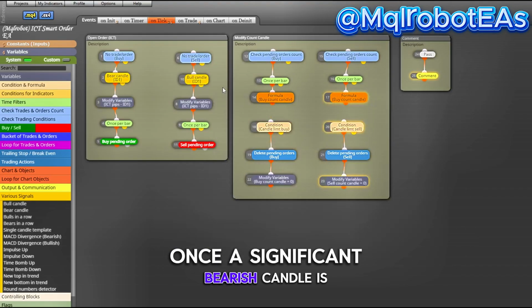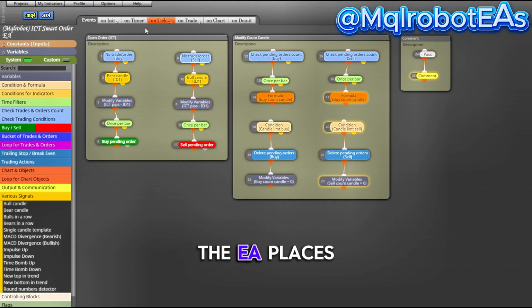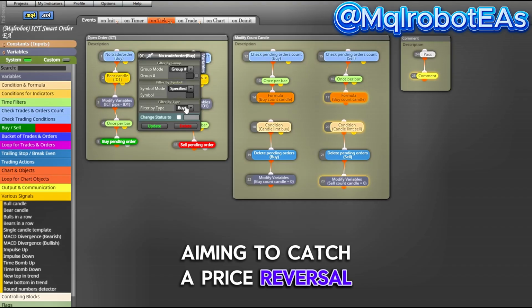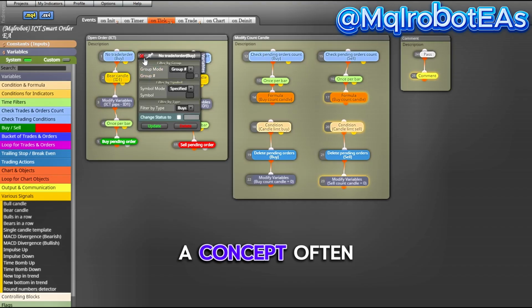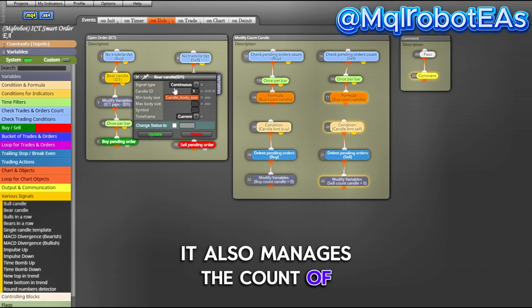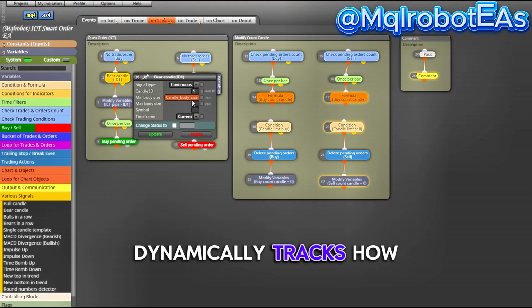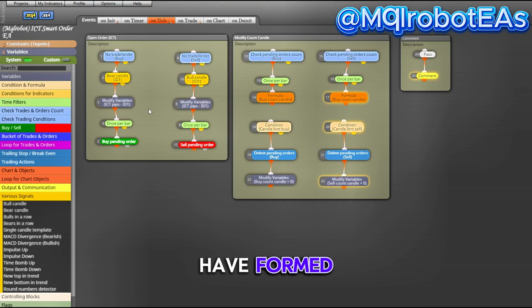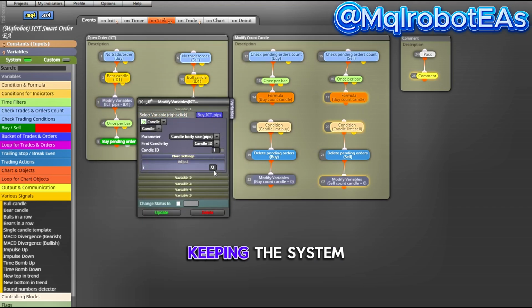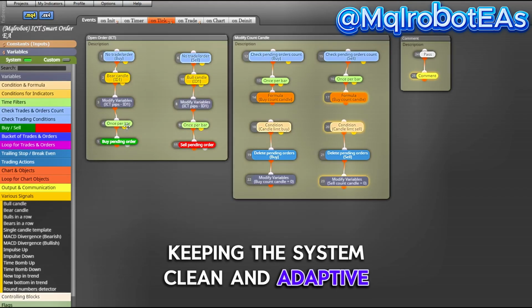Once a significant bearish candle is detected, the EA places a buy pending order a few pips below the candle's low, aiming to catch a price reversal or liquidity grab, a concept often seen in ICT strategies. It also manages the count of candle signals, dynamically tracks how many valid signals have formed, and cancels old pending orders when conditions are no longer met, keeping the system clean and adaptive.